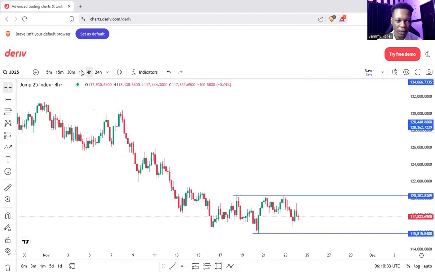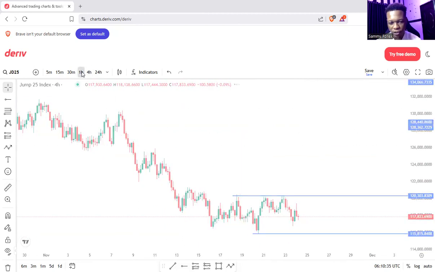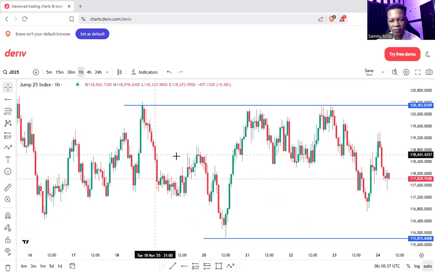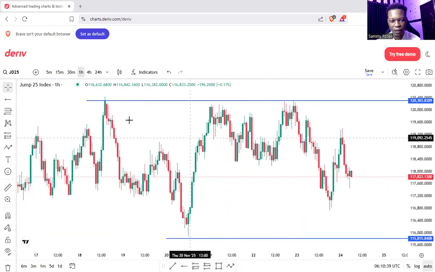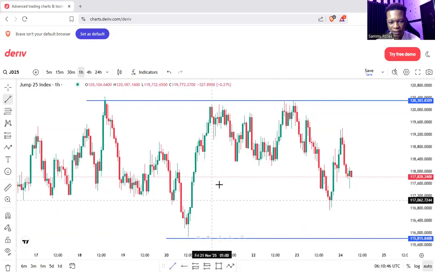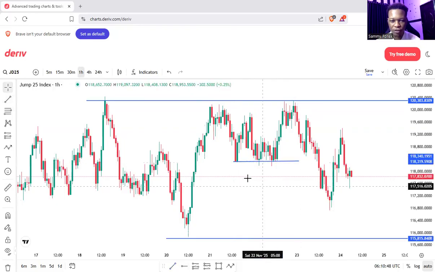So what you have to do is to pay attention. You drop lower to the 1 hour time frame to see what the price is doing. So currently on the 1 hour time frame, you see price pull up to the highest level, pull down again, giving us this lowest level here.